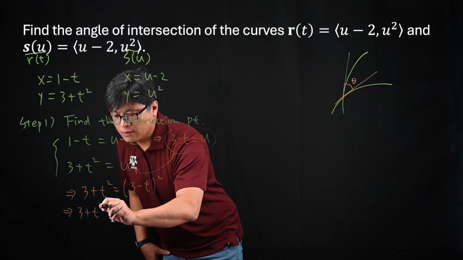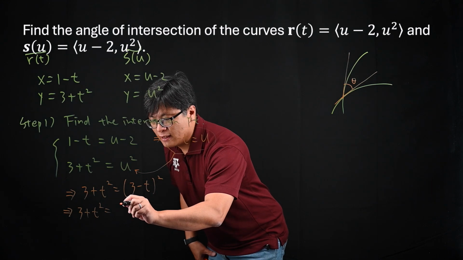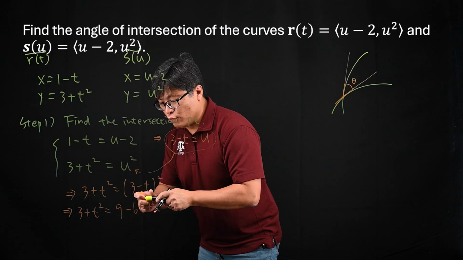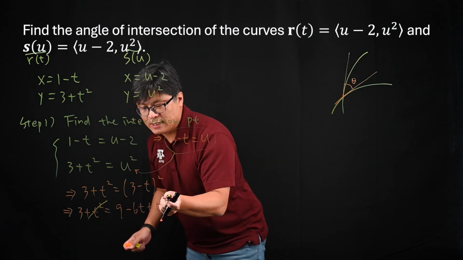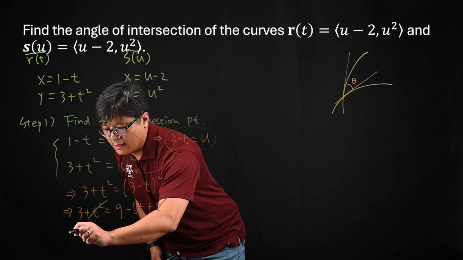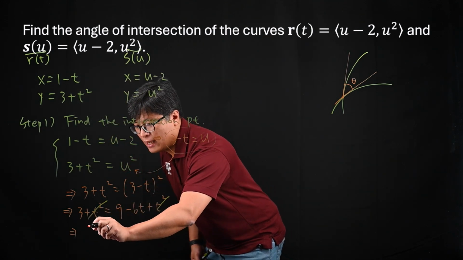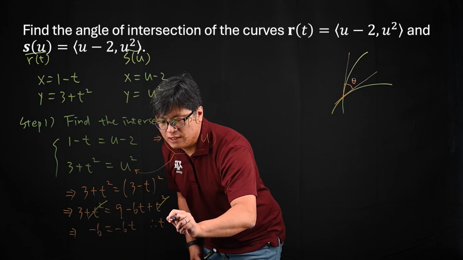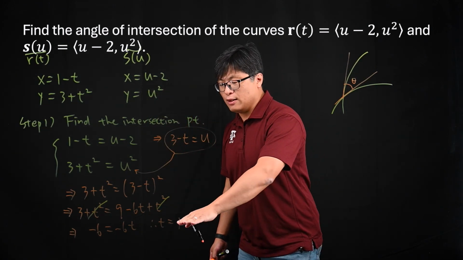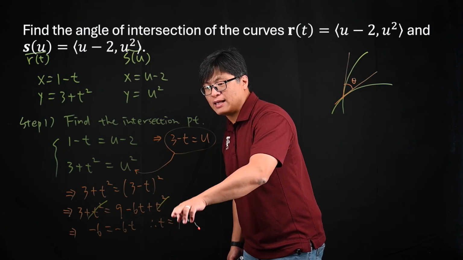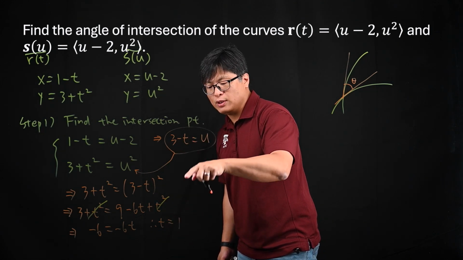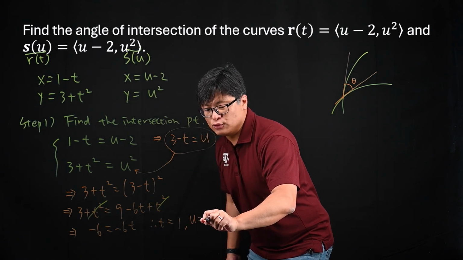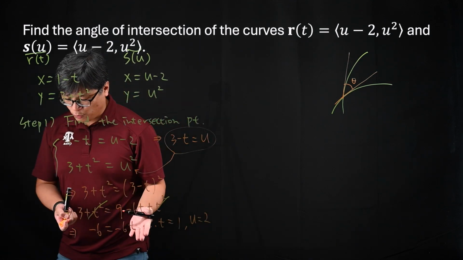Let me solve this. 3 plus t squared is equal to, it is a perfect square, right? 9 minus 6t plus t squared, and then the t squared will be gone, subtracting t squared on both sides. At the same time I'm going to subtract 9 on both sides, and the left hand side has minus 6, equal to minus 6t. Therefore t is equal to 1, okay? Once you find t, we plug it back into 3 minus t is equal to u, and with t equal to 1, we easily find u is 2, right? So now we found t is equal to 1 and u is equal to 2, okay?